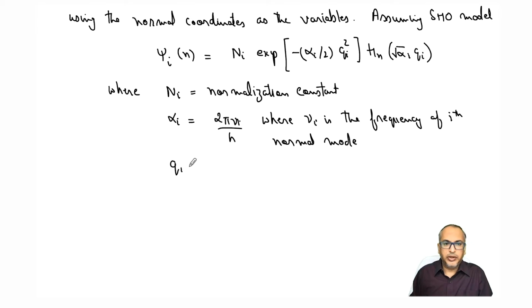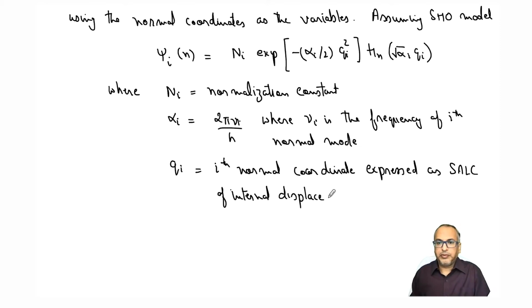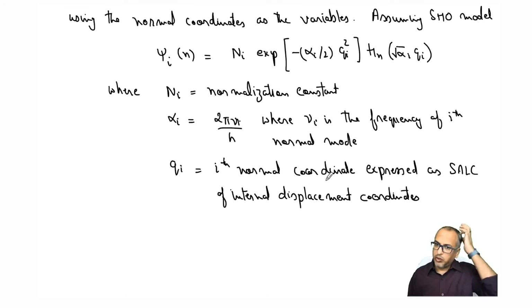So now next is qi. So qi is the ith normal coordinate. We just learned what is normal coordinate. And how is this expressed? This is expressed as a SALC of internal displacement coordinates. Basically how the atoms are moving, so there that will be internal displacement coordinates. So a linear combination of internal displacement coordinates gives you a particular qi, which is the normal coordinate of that particular normal mode, right? We have already seen this example.